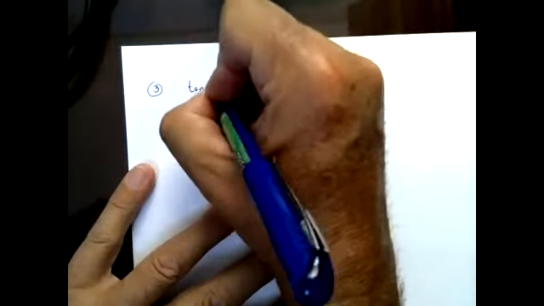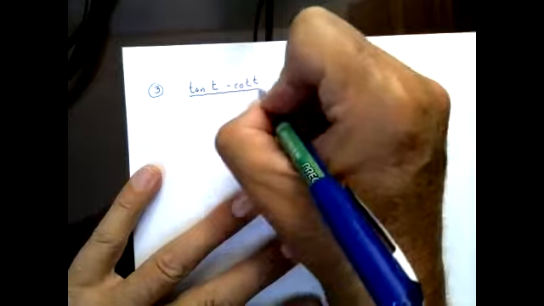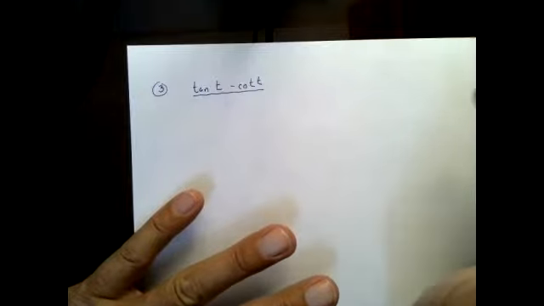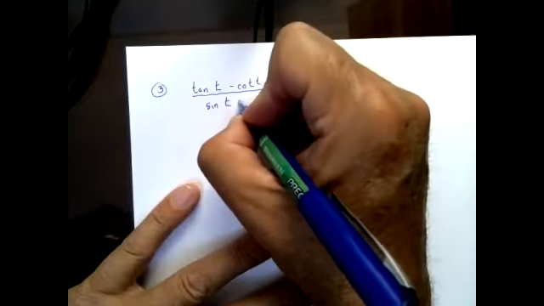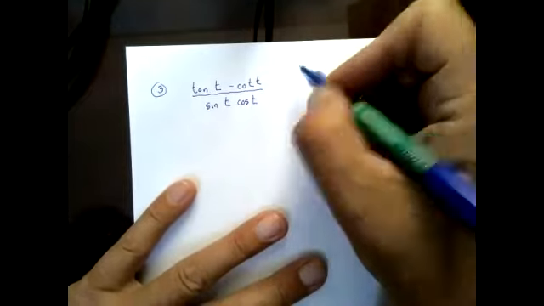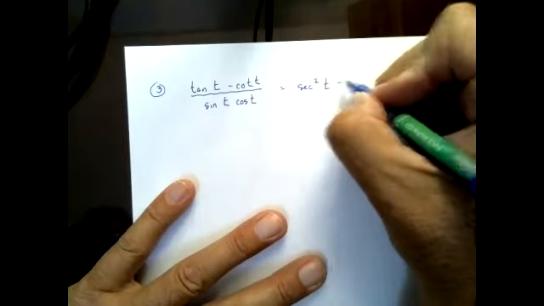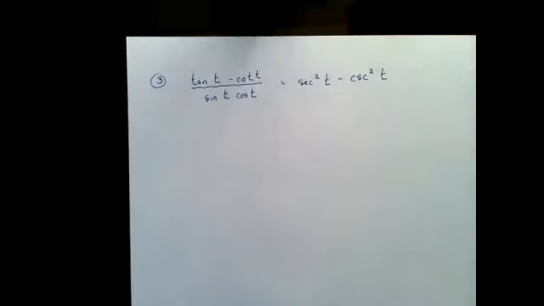Tangent of t minus the cotangent of t, and I don't know why the author doesn't just use theta for angle measures, over sine of t times cosine of t, equals secant squared of t minus cosecant squared of t. This is true. This is the truth. It does equal it. We just now have to make it equal it. I'm going to pause.